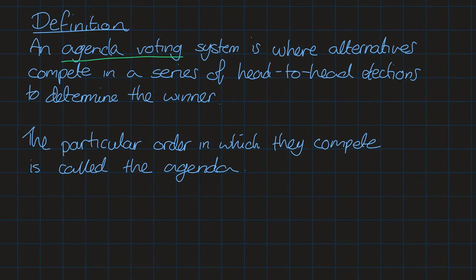An agenda voting system is where the alternatives compete in a series of head-to-head elections to determine the winner. The particular order in which they compete is called the agenda. So you have a series of head-to-head runoffs between the alternatives, where the winner stays in, and whoever makes it through the last round is the winner. You should think about agenda voting systems like the bracket system for competitions in sports.